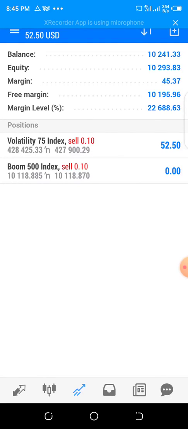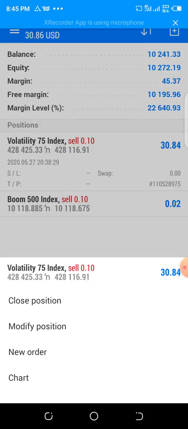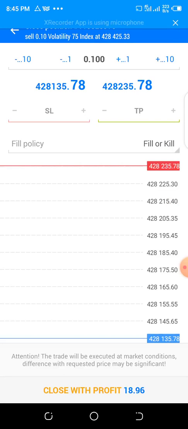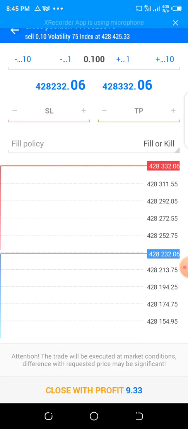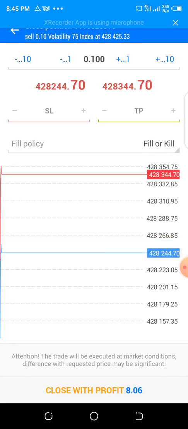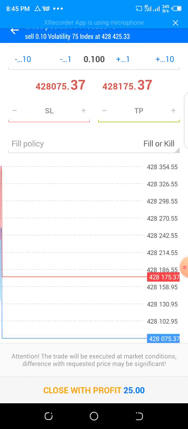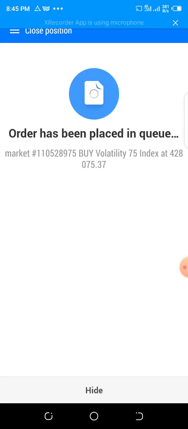So now you see my volatility. I told you it is a downward trend. You see that it is buying now. I've closed my position. 18. You see how it is? I've made a big deal.